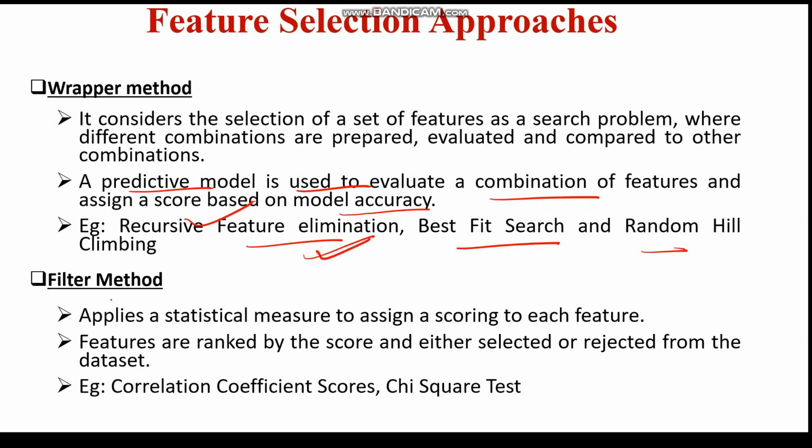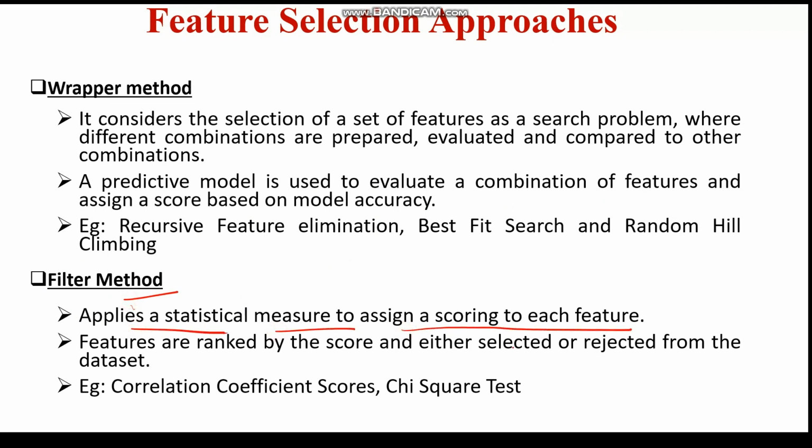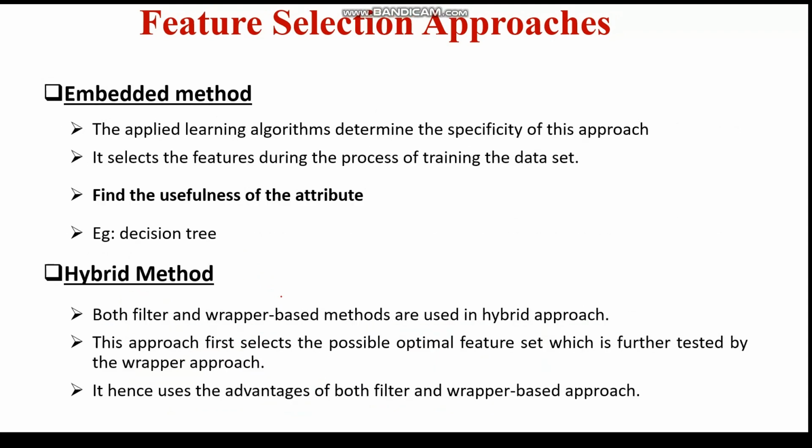And the next method in feature selection is the filter method. The filter method applies a statistical measure to assign a score to a feature. Features are ranked by score and either selected or rejected from the dataset. We take correlation coefficient scores or chi-square techniques when we are talking of the filter method. So in the wrapper method, we take random combinations of the attributes and pick the best combination. And in the filter method, we assign a certain score to each statistical measure, and based on that, we pick the best feature.